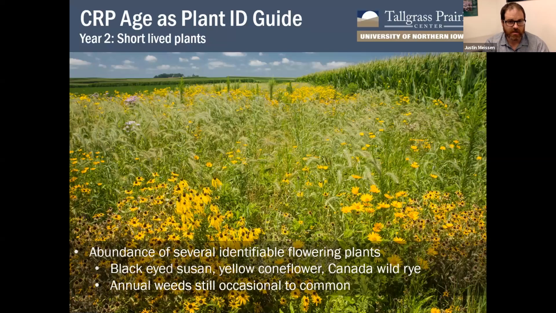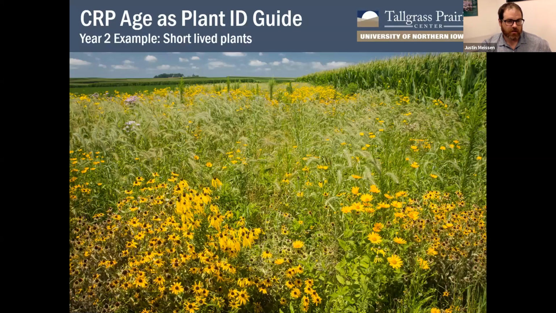It's a bunch grass that has very unique, drooping, wheat-like flower heads, and you can see it in the middle of the photo here. Another thing to expect is that annual weeds are still likely to be occasional or even common. And in this photo, we can see a tall, dark green plant, which is an annual weed, horseweed. So here's another diagram of some important plants in the second year of a CRP planting.